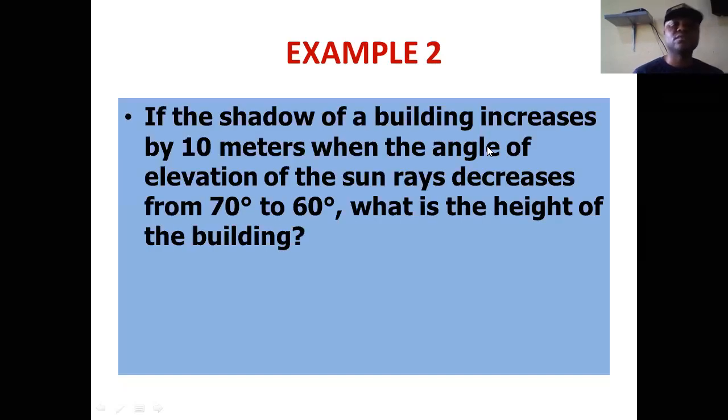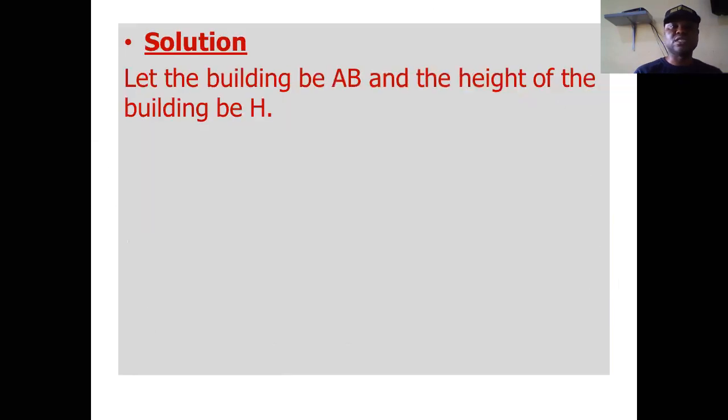If the shadow of a building increases by 10 meters when the angle of elevation of the sun rays decreases from 70 degrees to 60 degrees, what is the height of the building? So we are going to draw this to see how we solve this simple problem.